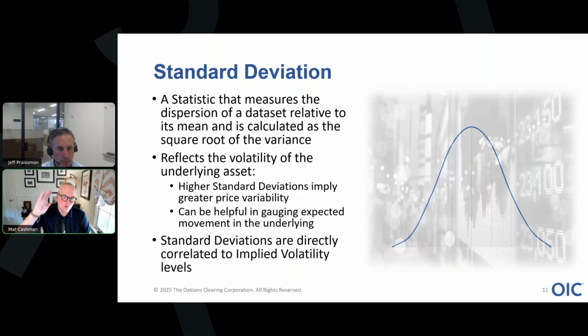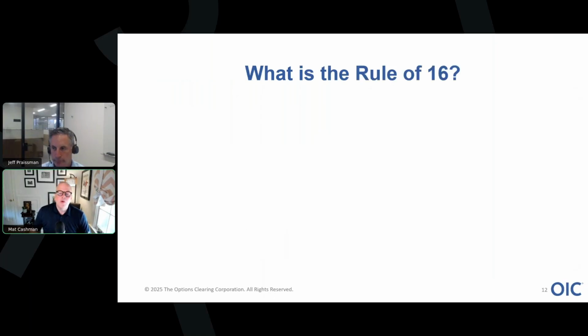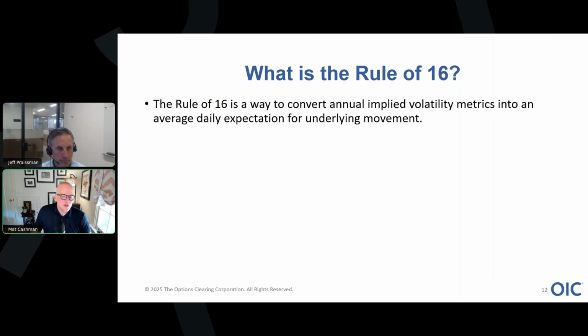Standard deviations are directly correlated to implied volatility levels. What that means is that implied vol levels, when they go up, are implying larger standard deviations that are farther away from the mean. When we talk about that, we generally like to talk about things in terms of the rule of 16. How do I calculate a standard deviation? The rule of 16 is a way that we use to calculate annual implied volatility metrics using those annual numbers.